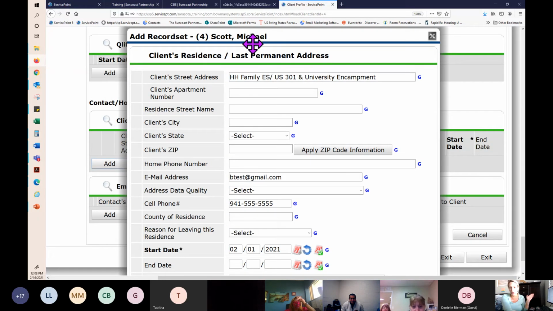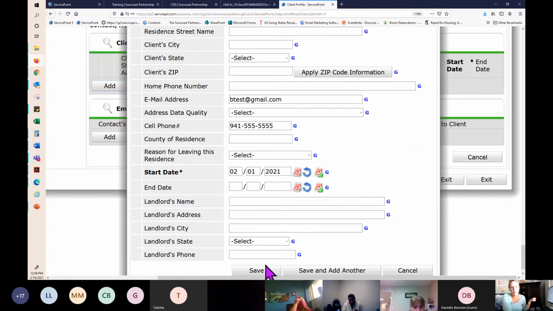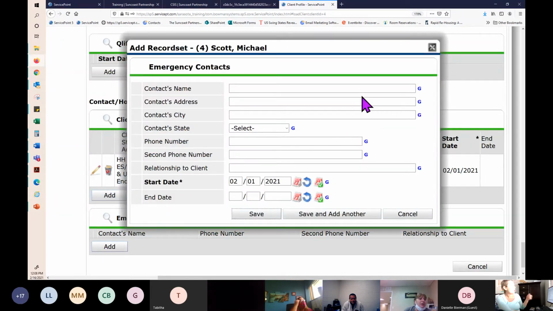Really, I want to get rid of last permanent address because that doesn't really help anybody. Like if you're homeless, what does it matter where you were living before? So save here. We're going to add an emergency contact. If anything were to happen to Michael, who are we going to call?